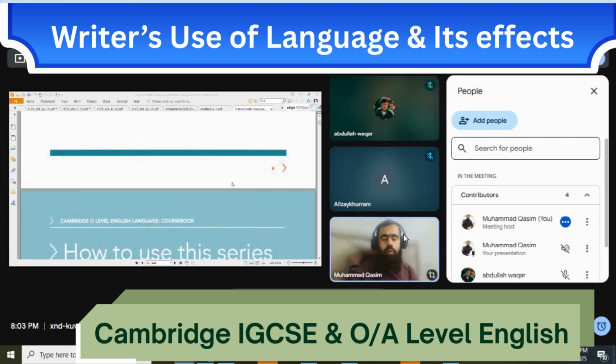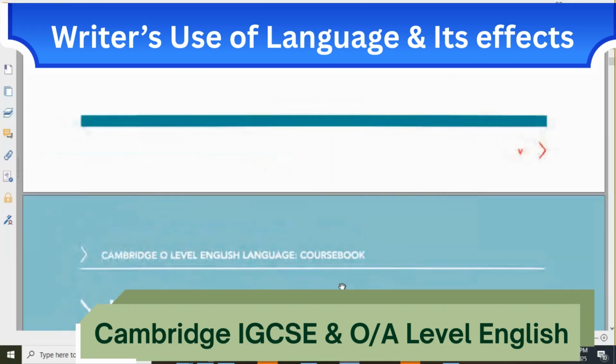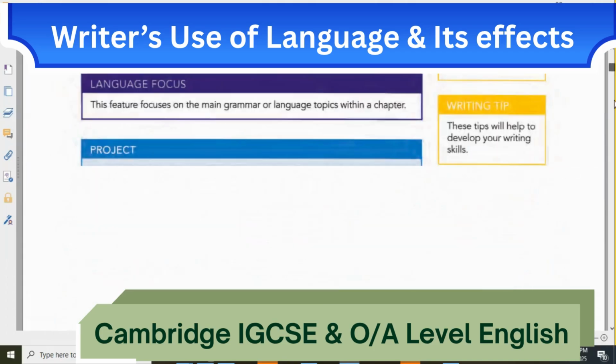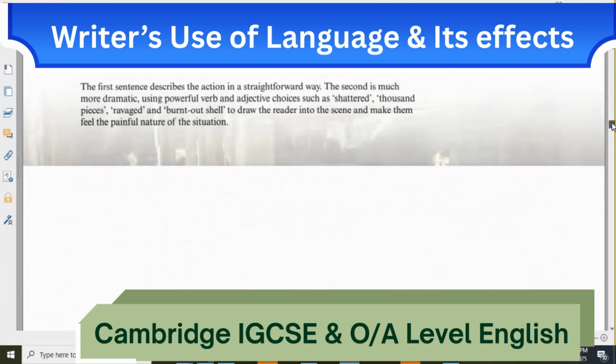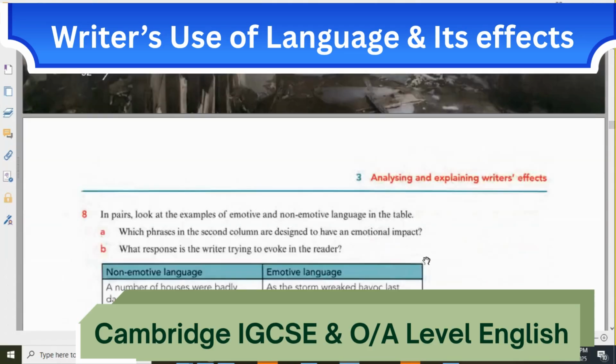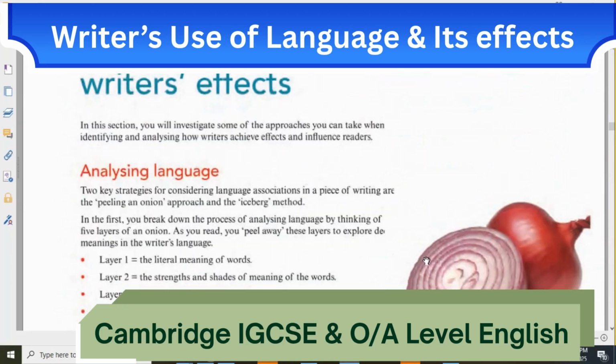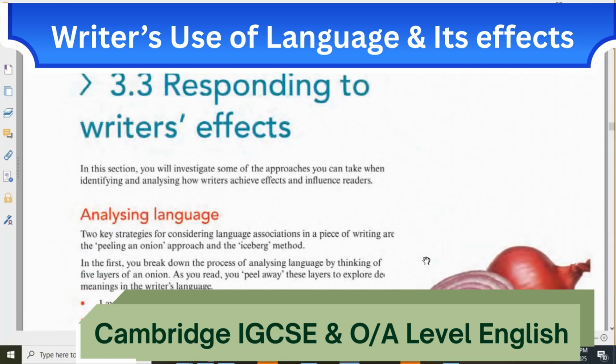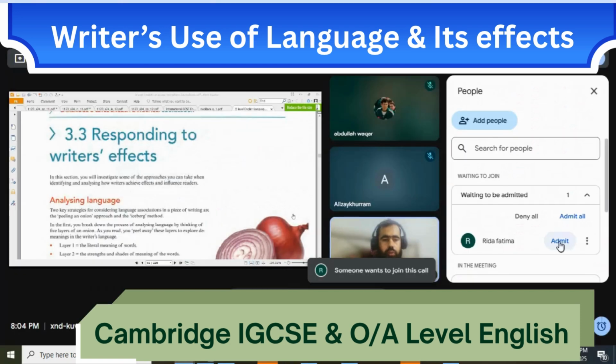Anything that you need to know about how writers use language, what effect they create by using language, or what the effect of any particular language technique is, comes with practice when you have many unseen texts to study and exercises to solve. If you keep learning just theoretically, you will not improve. So basically, you must apply all these methods. Here is a method for how to respond to writers' effect questions that we are going to learn today.